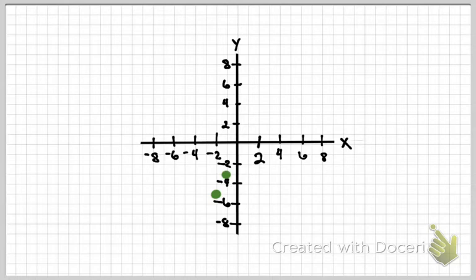-1, -3. Wait, so this side's supposed to be the X? Yes. Well, I had it Y X. No, it's X and then Y. That's why we have each axis labeled. And then what's our next point? 0, -1. Then what? 1, 1. Then what? 2, 3.